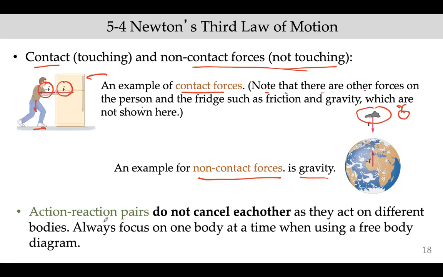And here's the warning that I mentioned in the previous slides. Action-reaction pairs, like this force and this force, or this gravitational pull on the plane and the same force on the earth, do not cancel each other, as they act on different bodies. So these two forces do not cancel each other because one of them is on the earth, the other one is on the plane. So you should always focus on one body at a time when using a free body diagram.